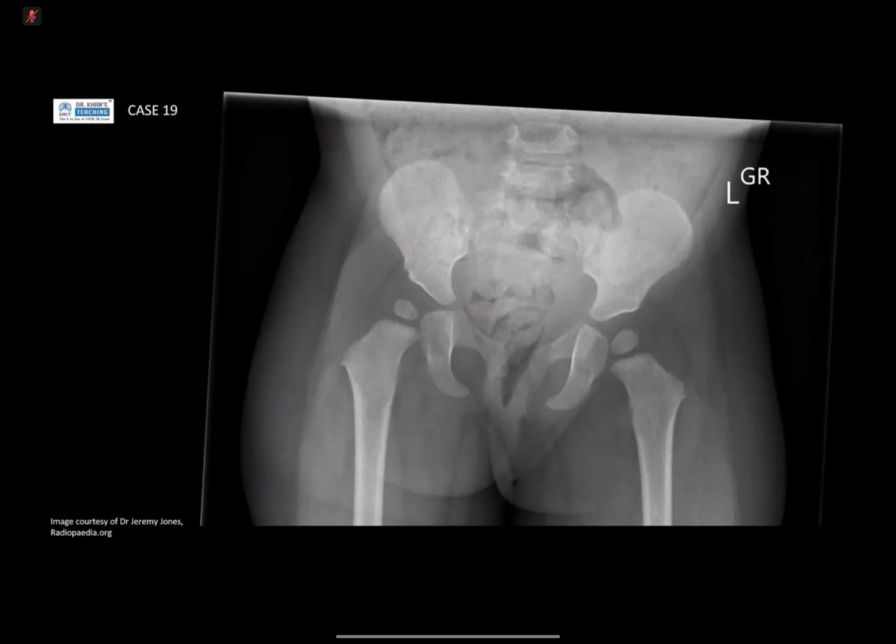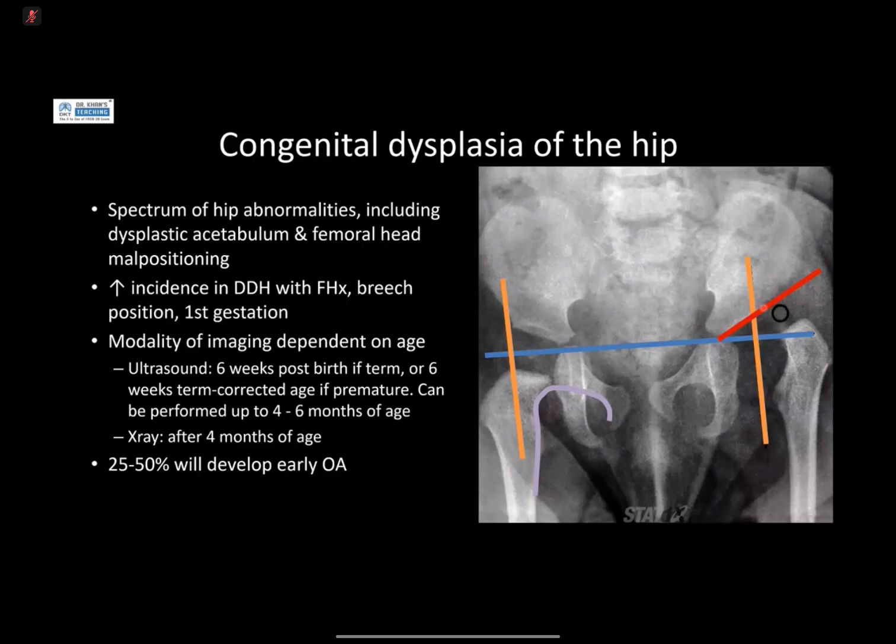So the next slide shows you all the key features, and now you've got a left-sided DDH because this femoral head should be in here. My history wasn't the best, because if she had breech presentation, family history, and was firstborn, these are key risk factors highly suspicious of DDH, and all of them fall under the neonatal hip screening guidelines. I can't remember the full term. In the UK, they would be subjected to an ultrasound within the first 4 to 6 weeks.